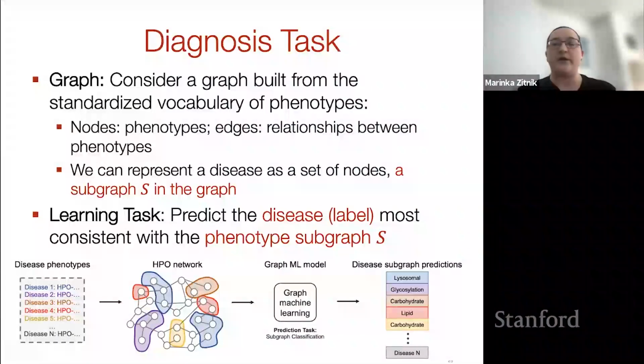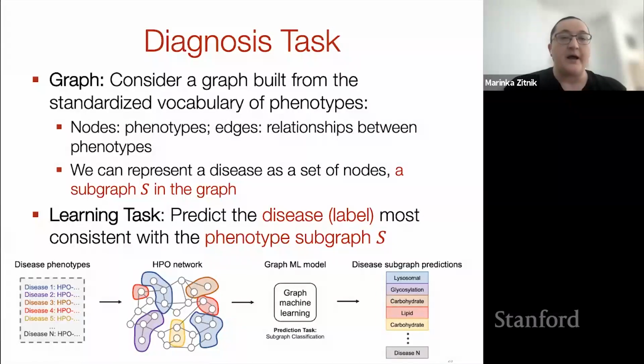So in machine learning, we can define the diagnosis task in the following manner. We will start with a graph. So consider, in this particular example, a graph that is built from the standardized vocabulary of phenotypes. That would be a graph where nodes are phenotypes, those might be visible symptoms, as well as various phenotypes at the molecular or genomic level. And edges between those phenotypic nodes would indicate different kinds of relationships between phenotypes.